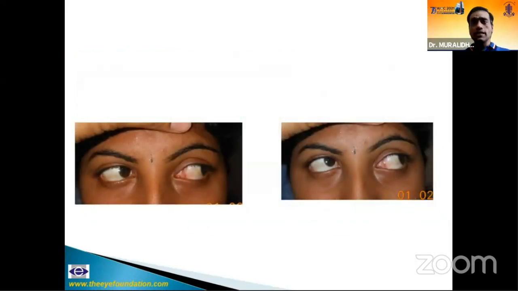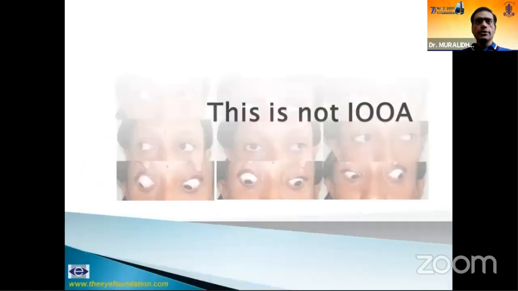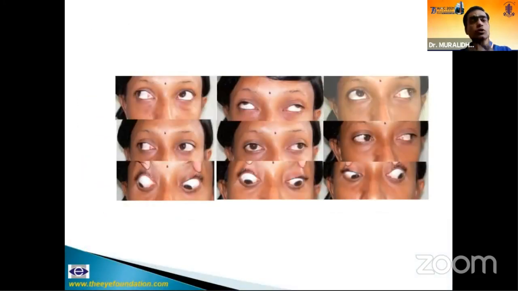Please grade the oblique overaction and select the appropriate procedure. Selecting the appropriate procedure will be covered in a subsequent presentation. And this is a superior oblique 4+ overaction, so a nasal procedure has to be done to correct it. And also learn to recognize pseudo inferior oblique overaction.